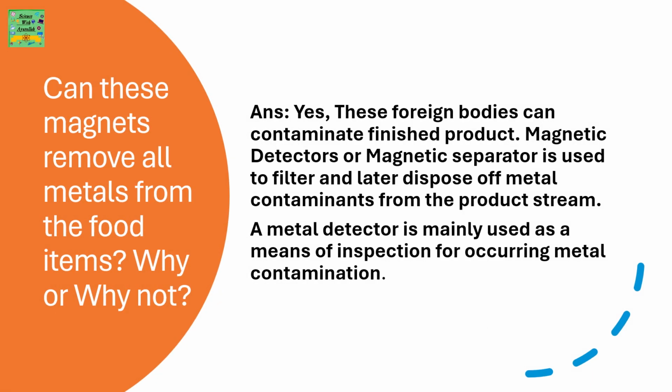Can these magnets remove all metals from the food items? Why or why not? Yes, these foreign bodies can contaminate the finished product. Magnetic detectors or magnetic separators are used to filter and later dispose of metal contaminants from the product stream. The metal detector is mainly used as a means of inspection for occurring metal contamination.